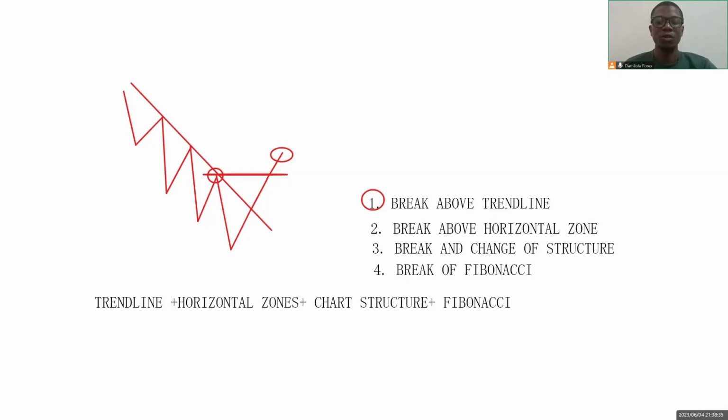So what I do is I'll take my entry around here and put my stop loss below the previous low around here, and I ride to my take profit wherever it is at the next support and resistance zone. So this is exactly how I trade using the trend line.